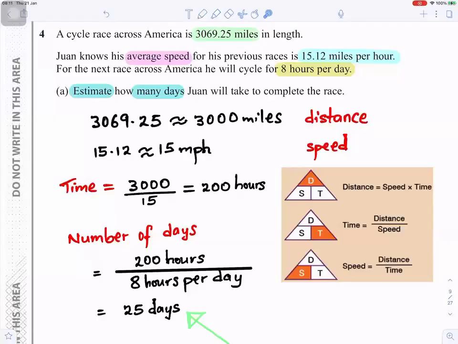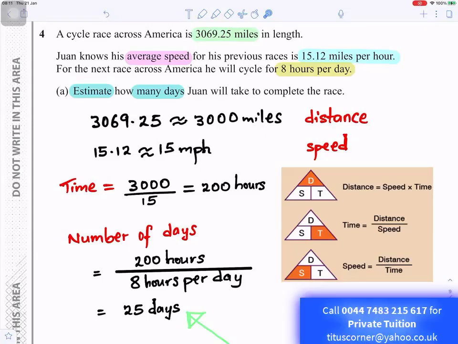Question number 4. A cycle race across America is 3,069.25 miles in length. Joan knows his average speed for his previous races is 15.12 miles per hour. For the next race across America, he will cycle for 8 hours per day. Estimate how many days Joan will take to complete the race.